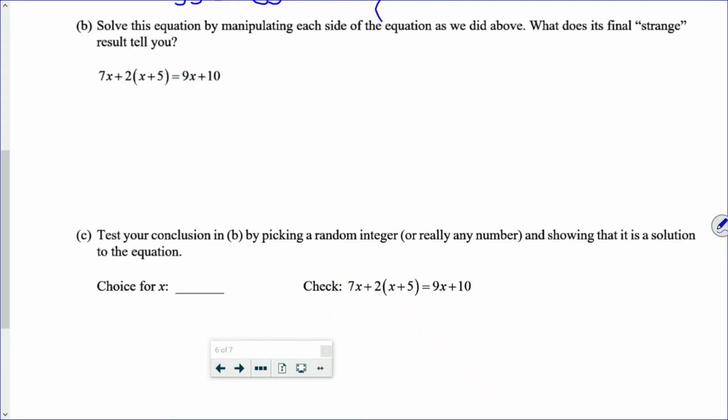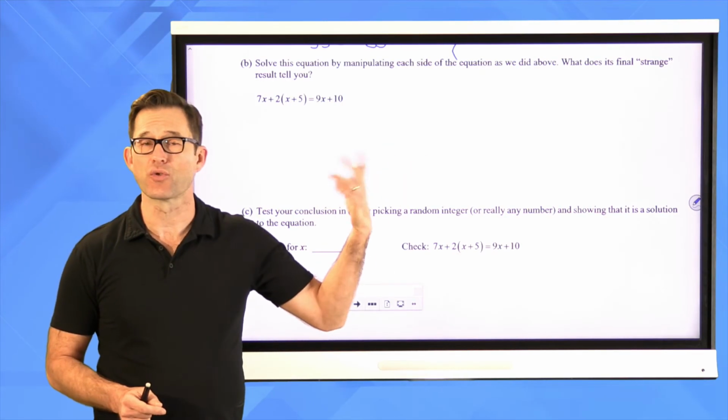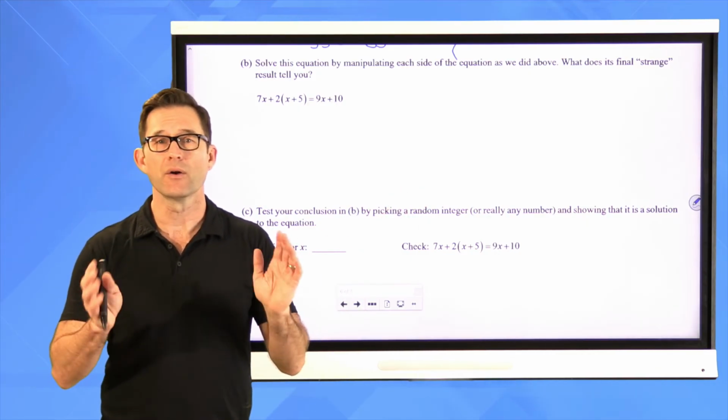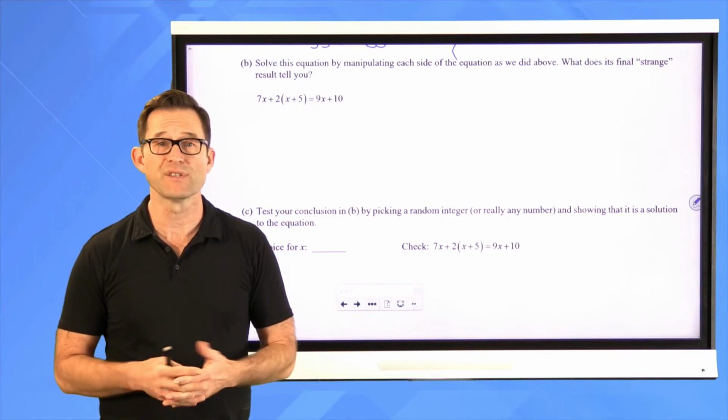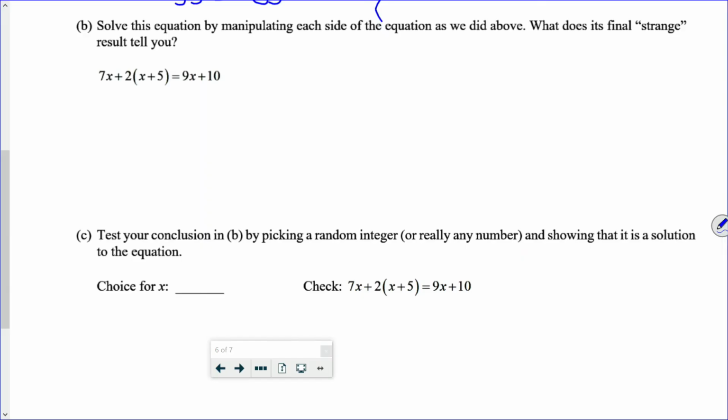Solve this equation by manipulating each side of the equation as we did above. What does its final strange result tell you? Okay, so what I'd like you to do is play around with this equation, try to solve it for x, right? You know, use the distributive property, properties of equality, all of that, and see what you get. Pause the video now and go ahead and do it.